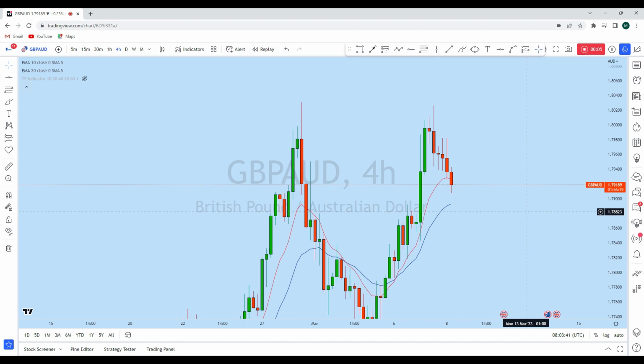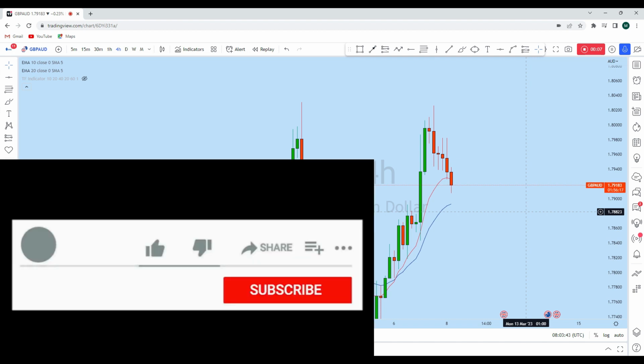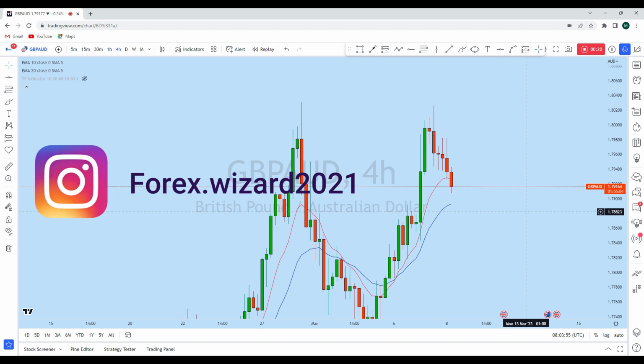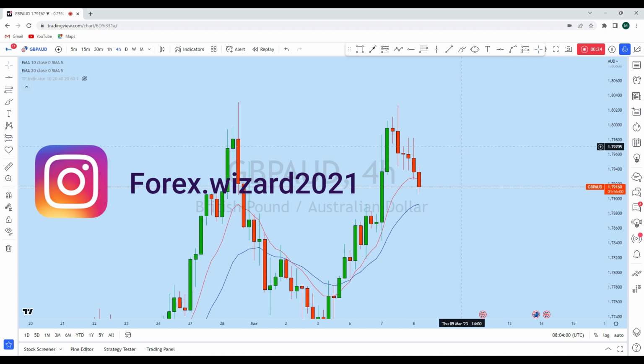Let's see what kind of trading opportunity we currently have in this instrument. As you can see, GBP AUD from the lower time frame perspective is giving us a significant trading opportunity. Before we discuss how we can trade, let's look at the bigger picture to see the general direction in the market, and then we'll jump onto this lower time frame to see how we can trade GBP AUD.